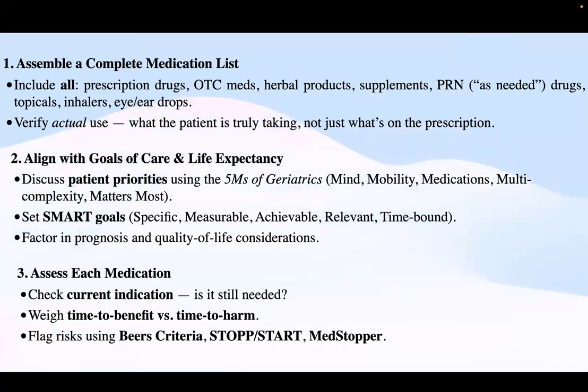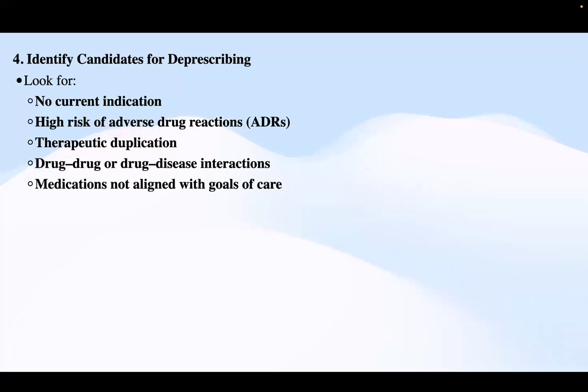Third point, assess each medication. Check the current indication. Is it still needed? I already explained this theory. Then weigh time to benefit versus time to harm. I will show you in the upcoming lectures how to measure time to benefit versus time to harm. Also flag some risk using Beers criteria, stop start, and the MedStopper. We'll understand in upcoming slides. In today's session only, what are they? Okay. What is the first point? To identify candidates for deprescribing. Look for there is no current indication.